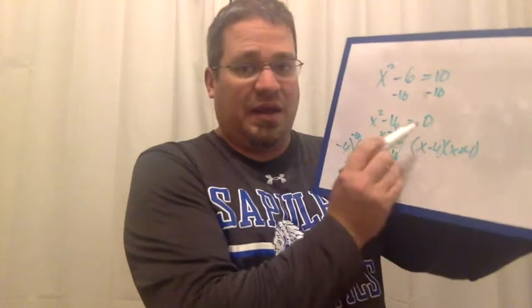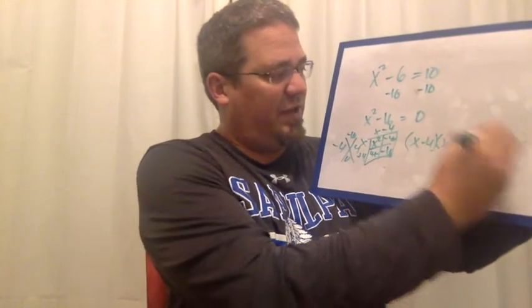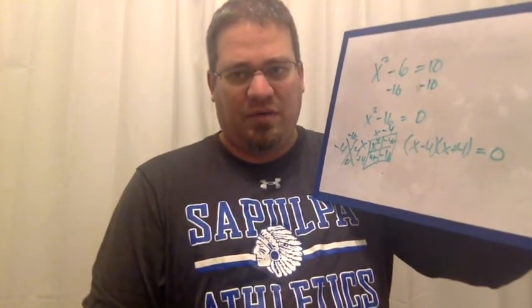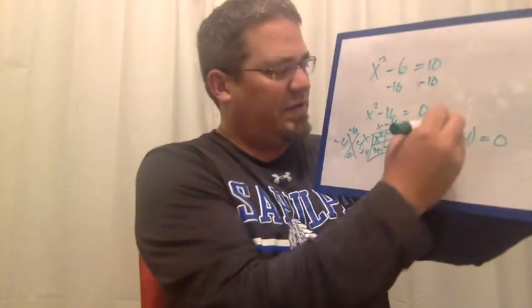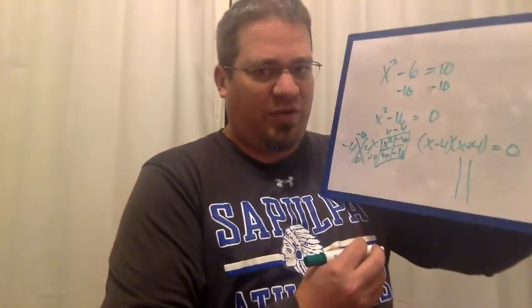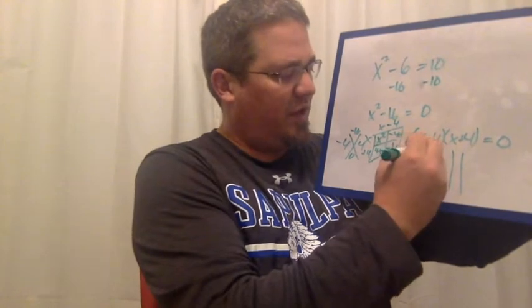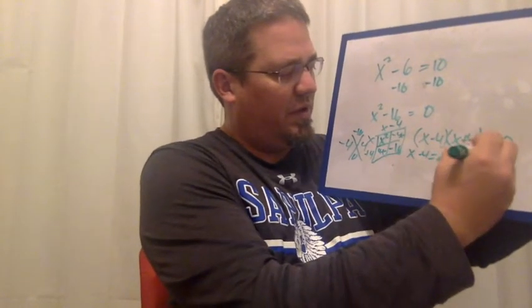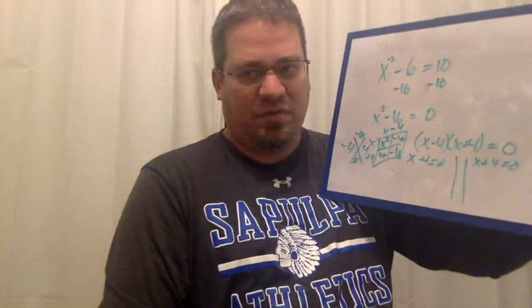Now, again, I got it equal to 0, so I have to leave the equals 0 part there. Then I just set each of these terms equal to 0. So I do x minus 4 equals 0, x plus 4 equals 0.